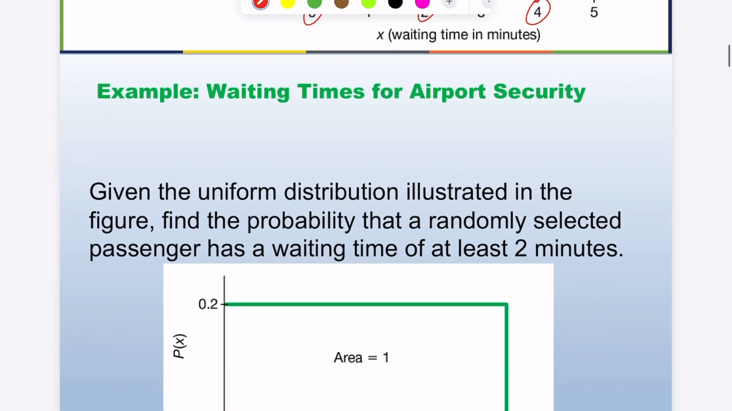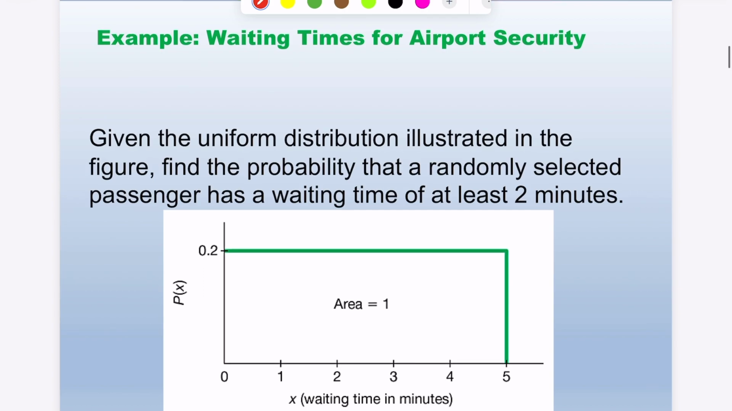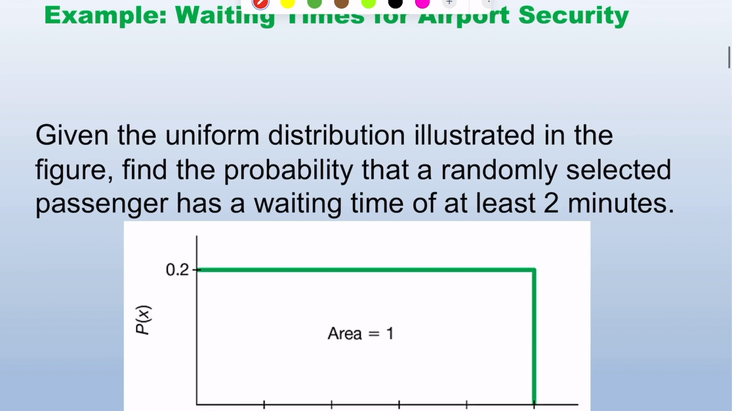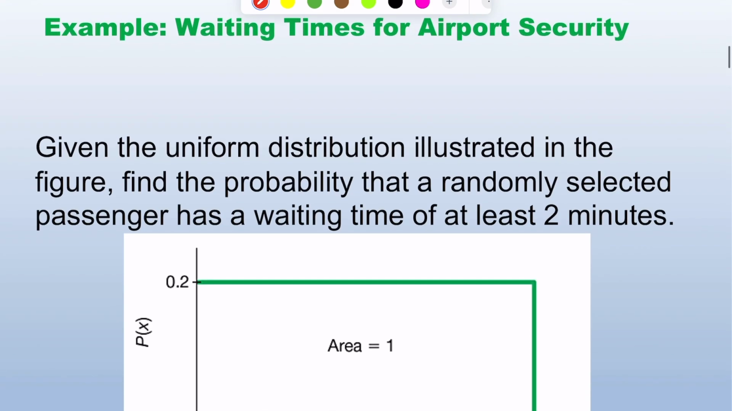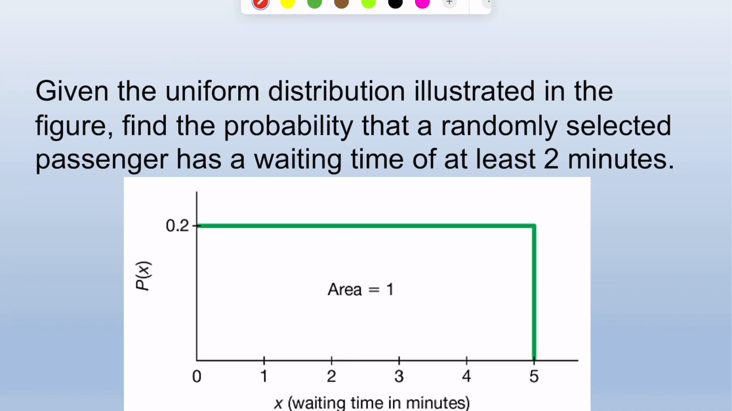Okay, now this is an example here. So if you feel good about it, go ahead and skip this and move on to the next chapter. All right, waiting times for airport security. Given the uniform distribution illustrated in the figure right here, find the probability that a randomly selected passenger has a waiting time of at least 2 minutes. Okay, at least 2 minutes. So what would that be?